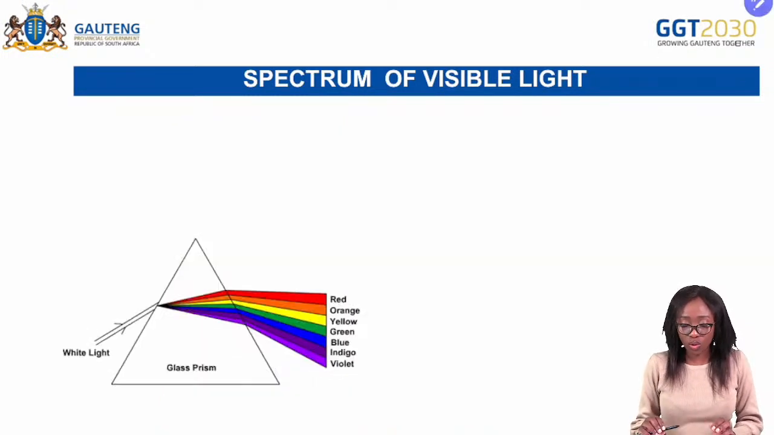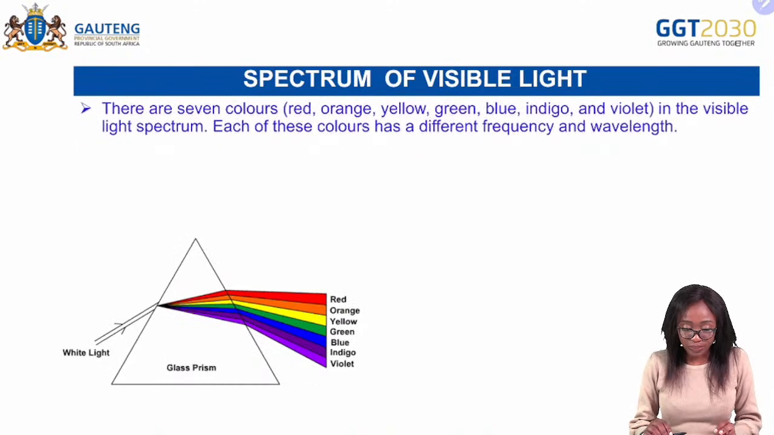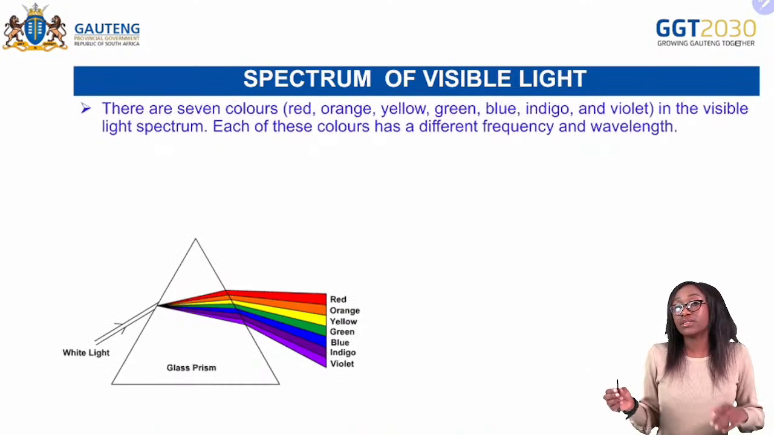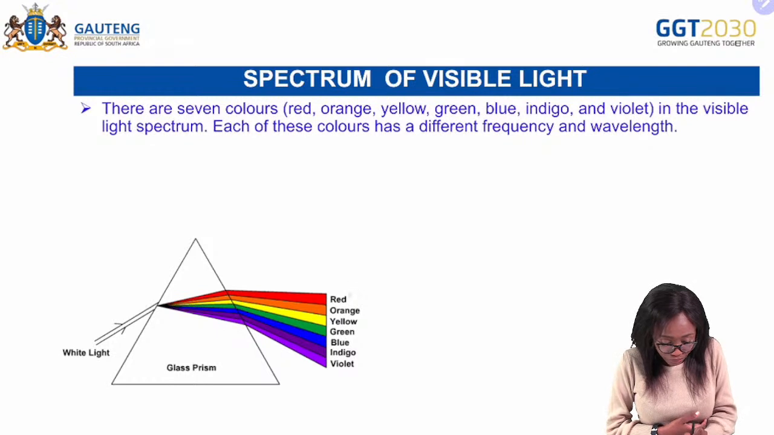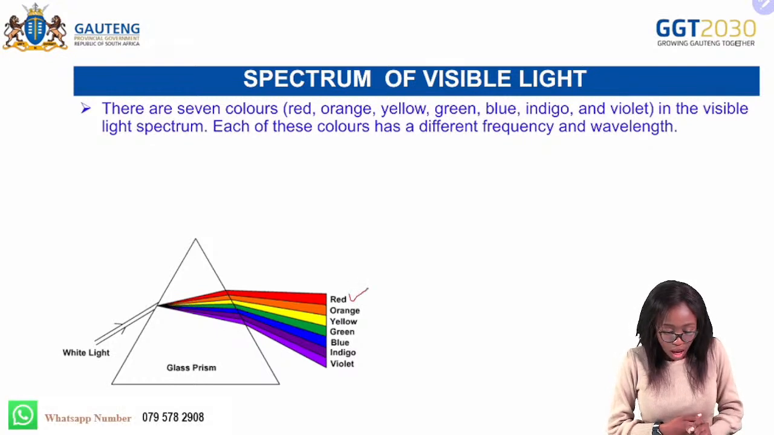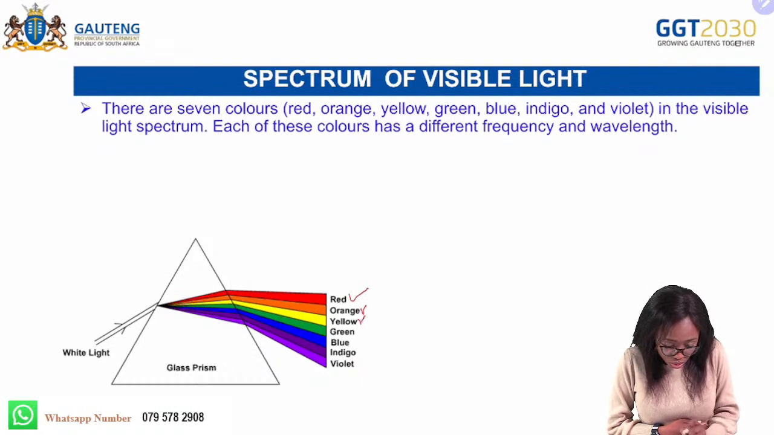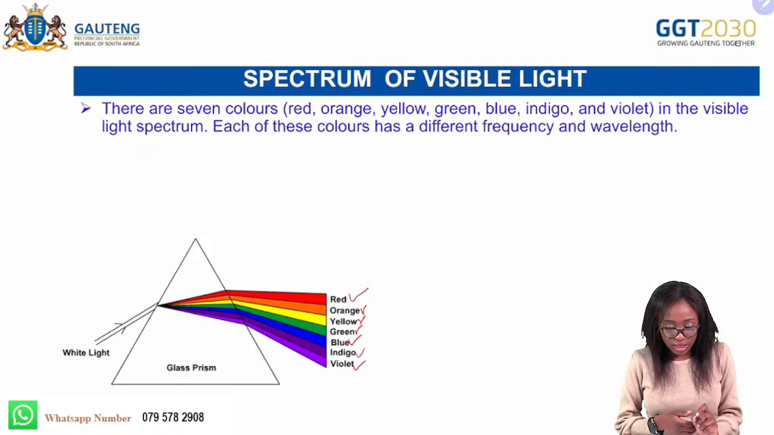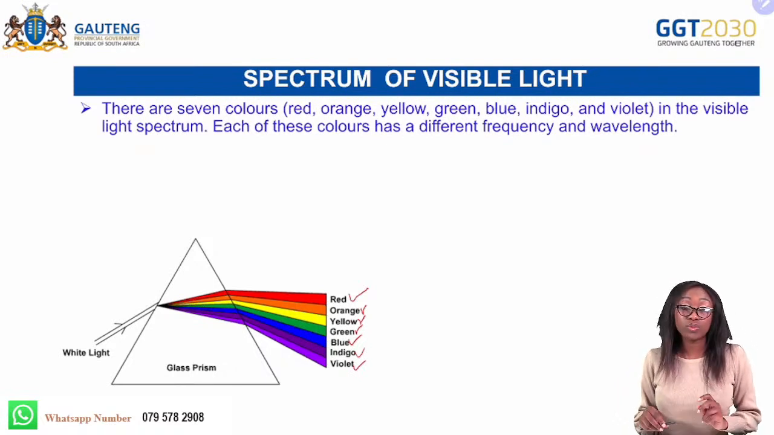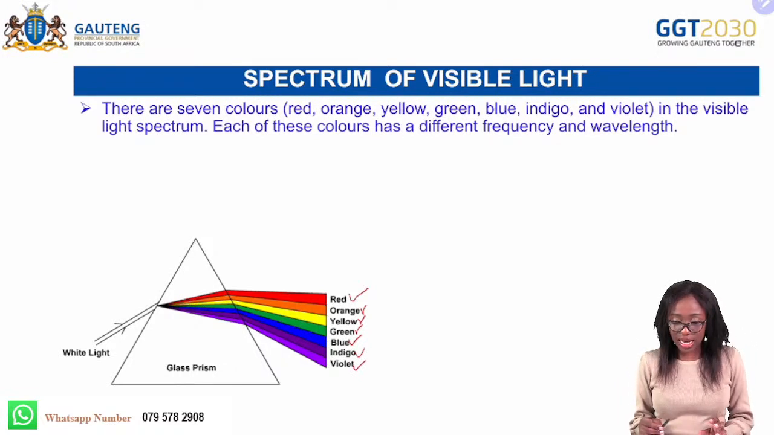Now, let's talk more on the spectrum of visible light. There are 7 colors. We said there is red, orange, yellow, green, blue, indigo, and violet. So there are 7 colors in the visible light spectrum, and each of these colors has a different frequency and wavelength.